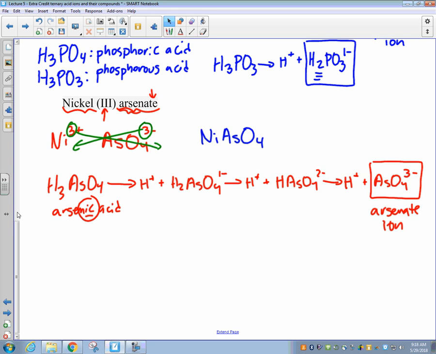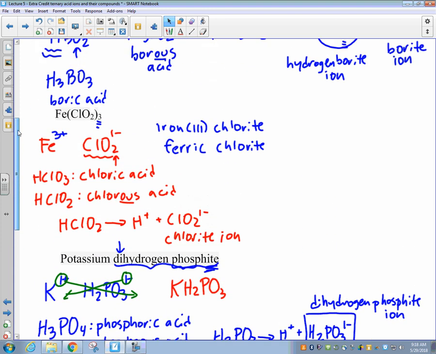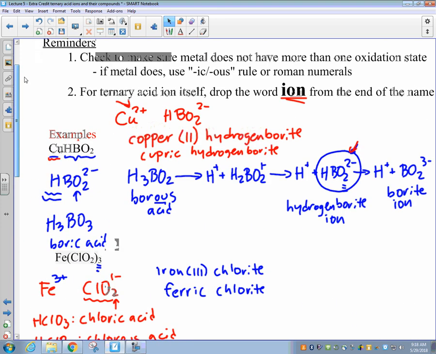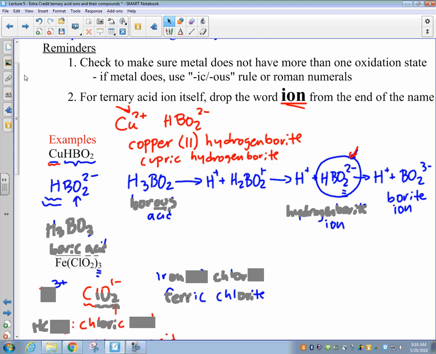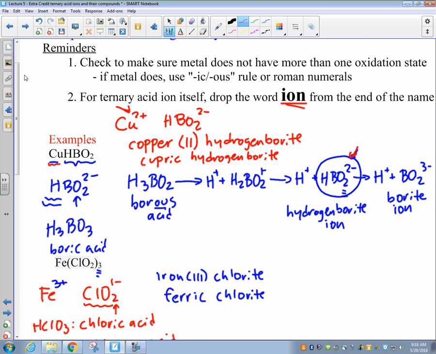So, that pretty much wraps it up, folks. You can now name compounds containing ternary acid ions. And again, the key things to watch out for here is that in order to determine the charge on the metal, you need to look to the non-metals, or the polyatomic ions in this case, to which it is bonded. To determine the charge on the ternary acid ion, you need to look to the dissociation of the acid which produced that ion in the first place. And that's pretty much that.